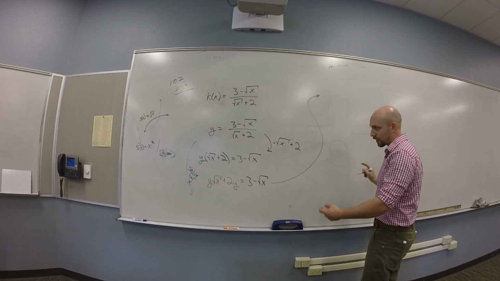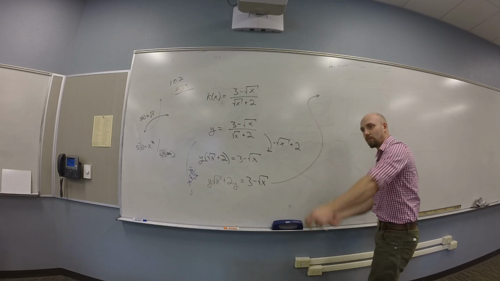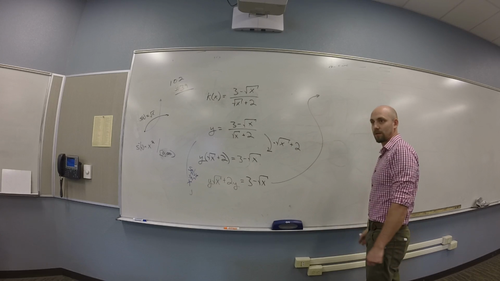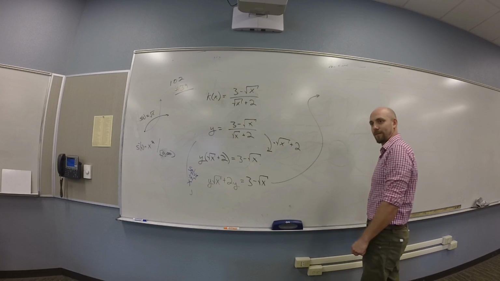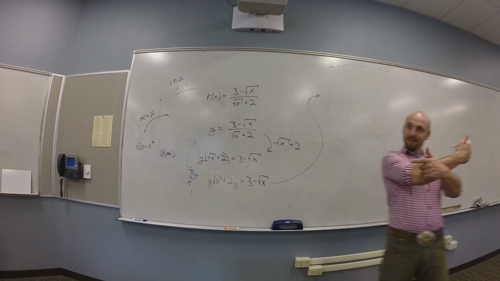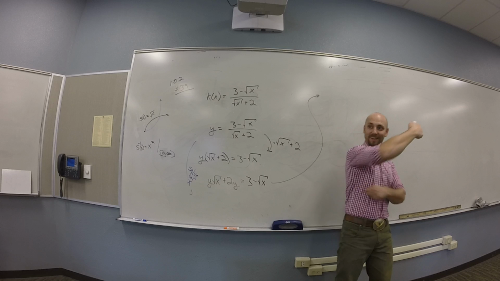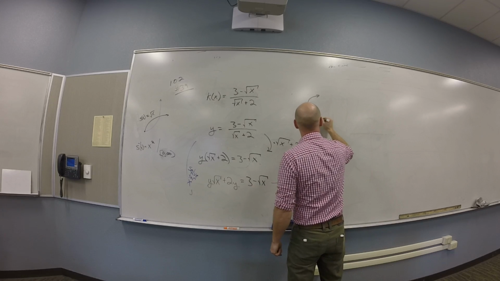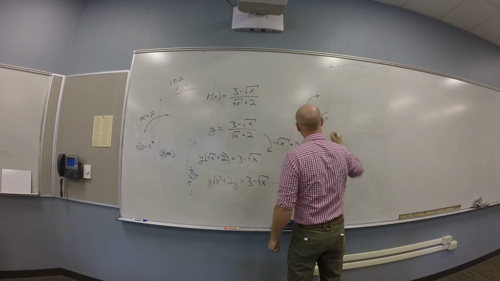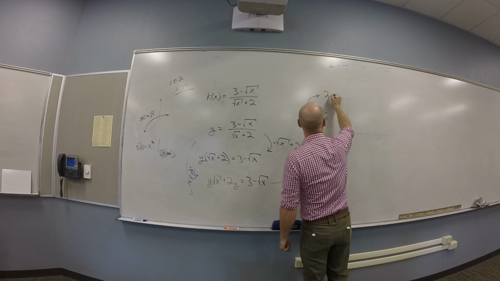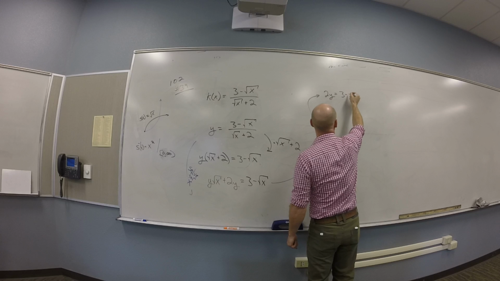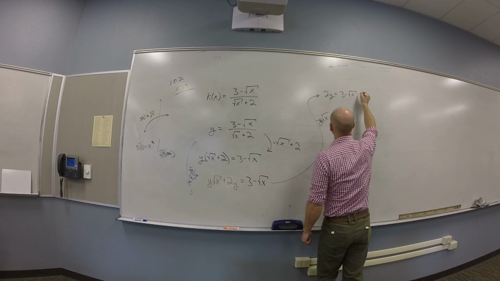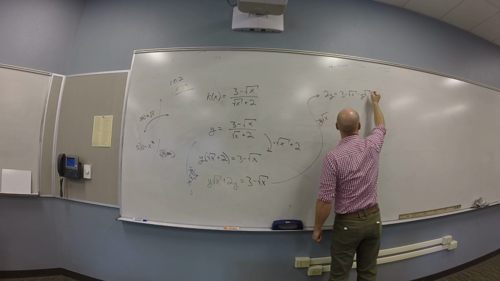So let's see. I want to get the x things on one side and the y things on the other. Which way do you want to go? X is this way? Yeah. Cool. Does it matter? No. So I want to subtract y times the square root of x. So I got 2y is 3 minus the square root of x minus y times the square root of x.